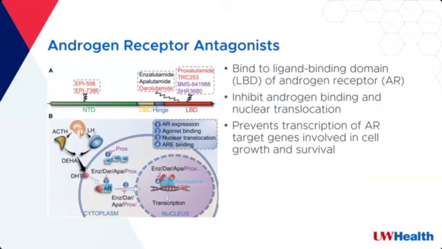Next, we have our androgen receptor antagonists. So these bind to the ligand binding domain of the androgen receptor. This inhibits androgen binding to that receptor, subsequently inhibits nuclear translocation, and prevents transcription of androgen receptor target genes that are involved in cell growth and survival.